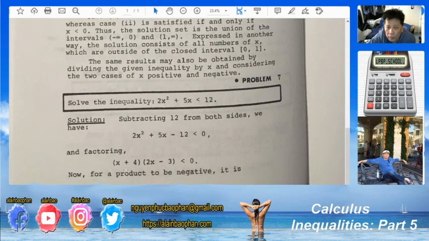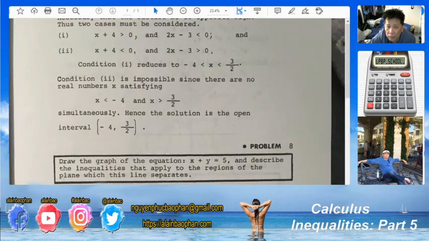Remember this one, x plus 4 times 2x minus 3. Here the product has to be negative, so one has to be positive and one has to be negative: x plus 4 greater than 0 and 2x minus 3 less than 0. The second case is x plus 4 less than 0 and 2x minus 3 greater than 0. Combine the two cases and you will have the solution right here.